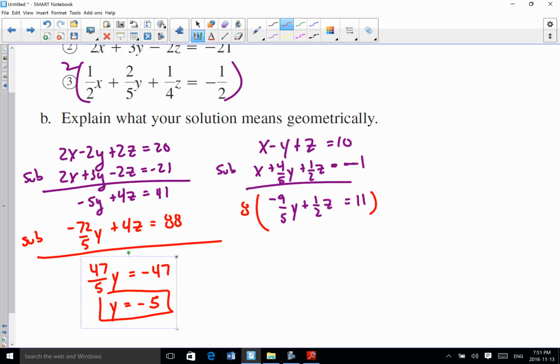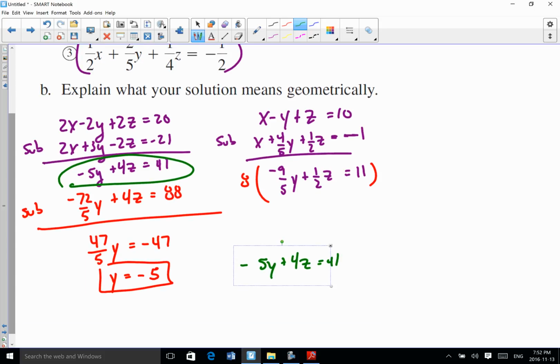So I'll use this one. So negative 5y plus 4z is 41. We know what y is now, so negative 5 times negative 5. 4z is 41. So 4z is 41 minus 2 negatives make a positive, so minus 25. So 4z is 16, and z is 4.